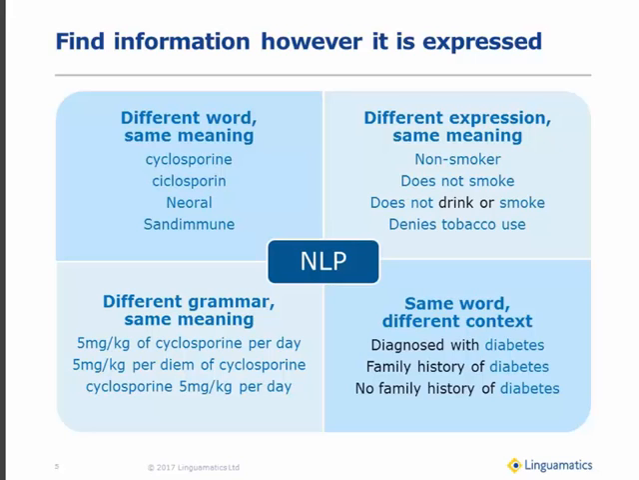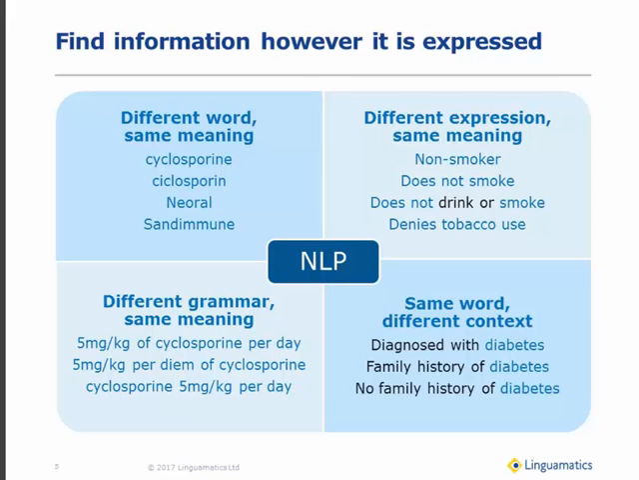So, digging a little deeper into the challenges of textual data, you need to be able to find information however it's expressed. Looking at the slide here, on the top left is very familiar. You have many different words that have the same meaning. So this is 4 different ways of pointing to a particular drug, cyclosporin. The top right is similar. You've got different expressions for the same meaning.